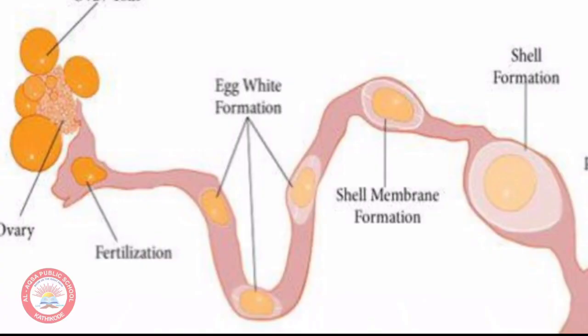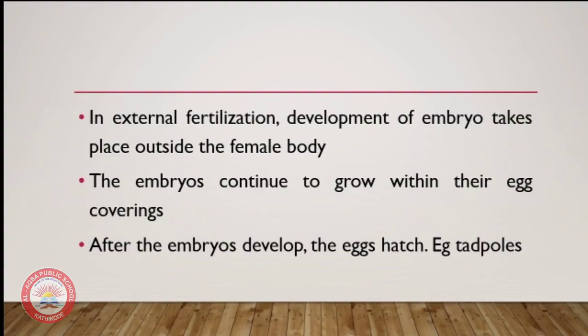This picture shows how different protective layers are formed around the embryo while it travels down the oviduct. In the case of external fertilization, development of the embryo takes place outside the female body. The embryo continues to grow within their egg coverings. After the embryos develop, the eggs hatch. You must have seen tadpoles swimming in ponds and streams after being hatched from the egg.